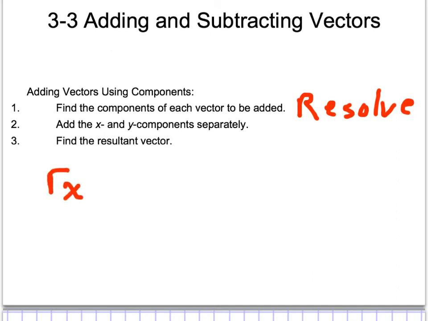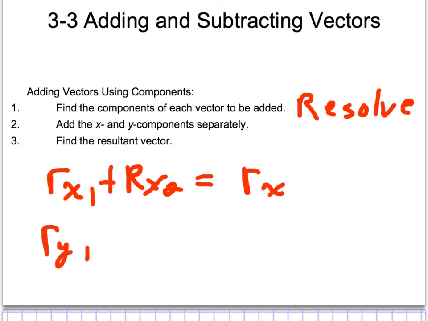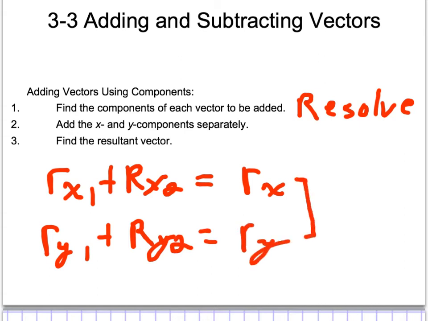So let's say you get 2 Rx's, Rx1, Rx2. Those will give you your total Rx. And then Ry1, Ry2 gives you your total Ry. And then you put those 2 together, which I'll show you how to do in a second. So that's how you add vectors using math. The last slide was how to add vectors graphically by drawing them.